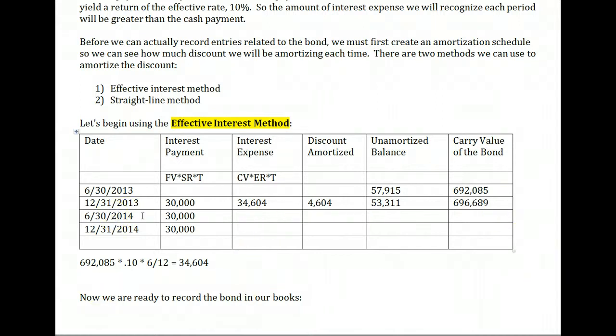Now let's look at June 30th. The next interest payment will happen on June 30th, 2014. Again, the cash payment's always the same, but now we need to calculate the interest expense. So at this point, to do the interest expense, we would take the new carrying value, which is 696,689, and multiply it by the stated rate times time. Or you can take 696,689 and multiply it by the 5% because we already know that 10% times 6/12 is 5%. It's 1/2. So go ahead and do that. Take 696,689 and multiply it by our 5%.